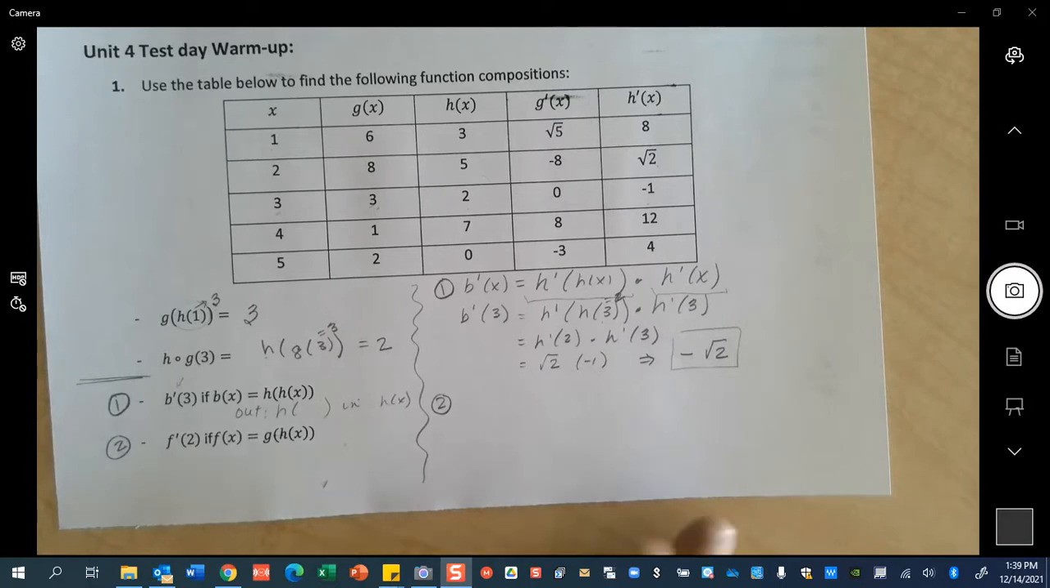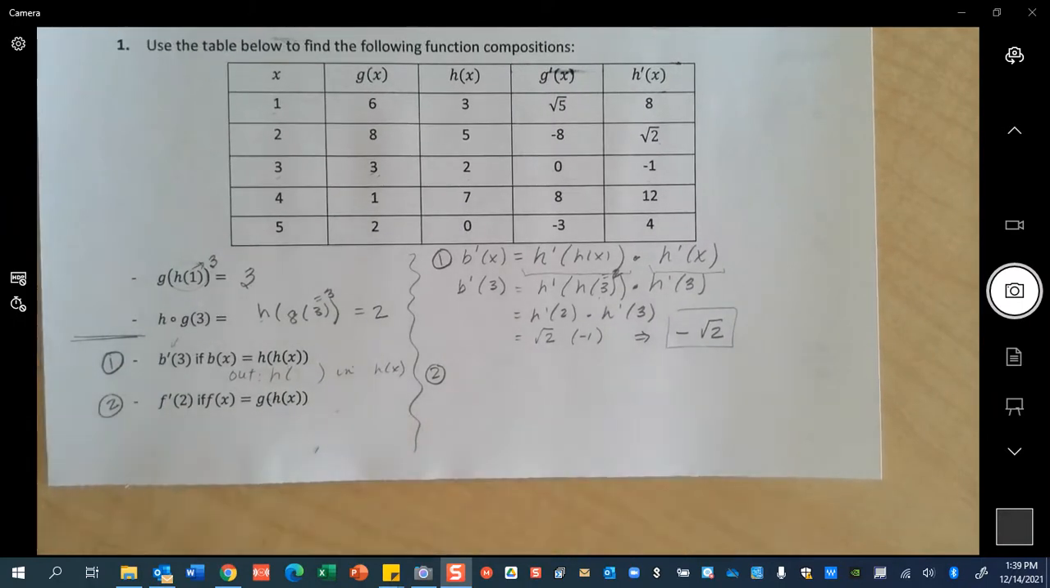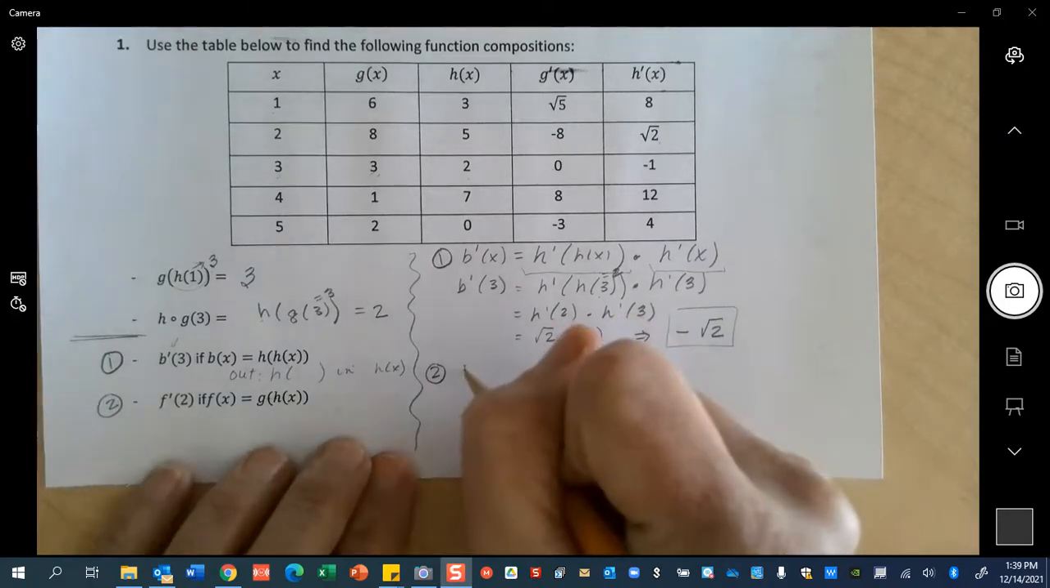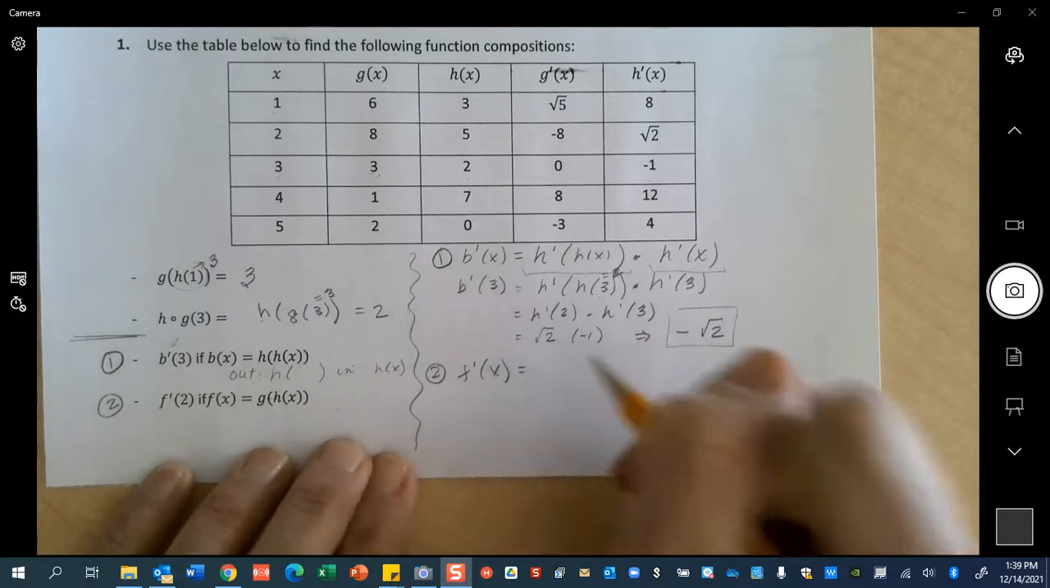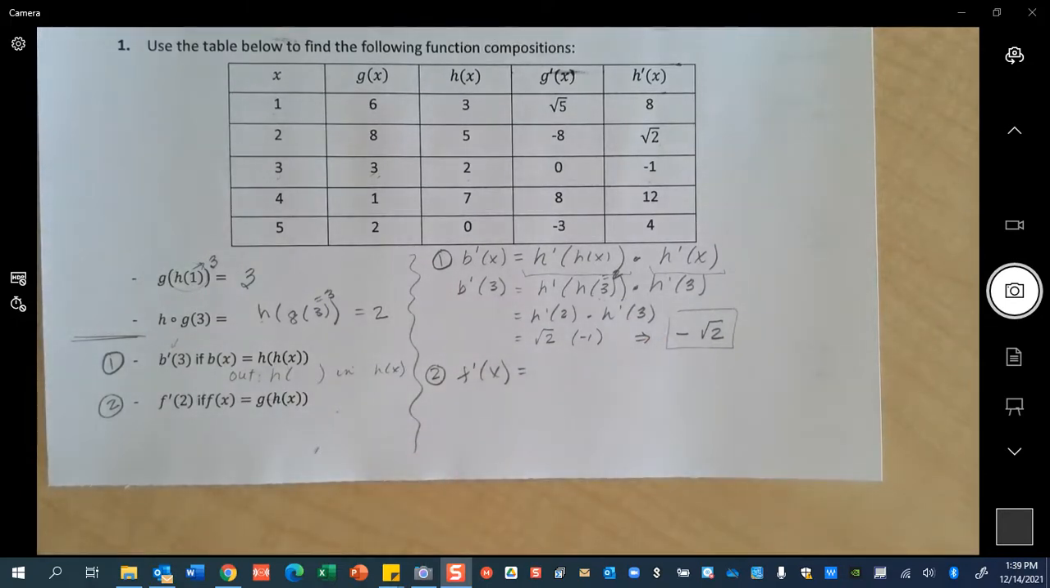So when you go to set up the second one, make sure you're thinking chain rule, make sure you're thinking derivative. Here's my function. Your outside is g, your inside is h. So f prime of x is going to be equal to the derivative of your outside, and that inside function is just repeated, times the derivative of the inside. Take a minute and see if you can set it up while I'm not talking. Go.